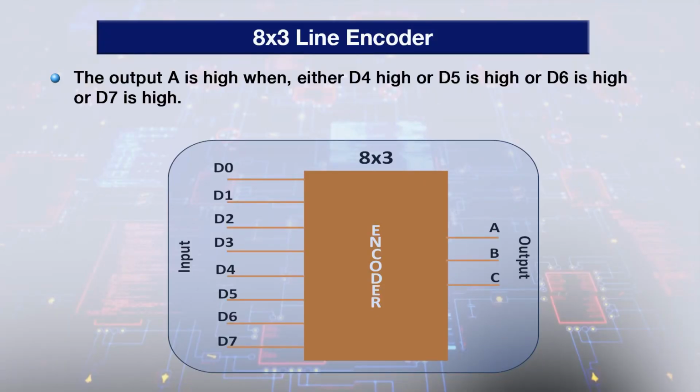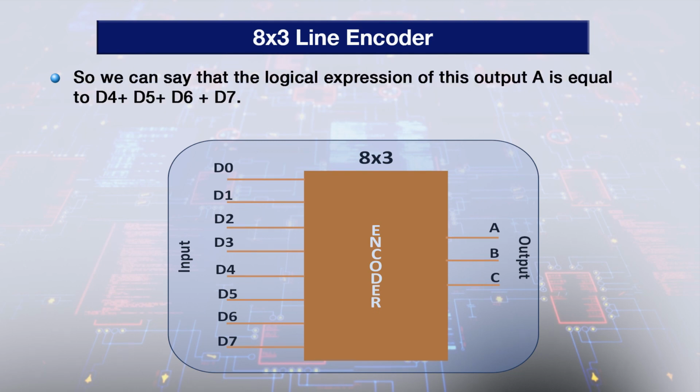As you can see, output A is high when either D4 is high or D5 is high or D6 is high or D7 is high. So, we can say that the logical expression of output A is equal to D4 plus D5 plus D6 plus D7.